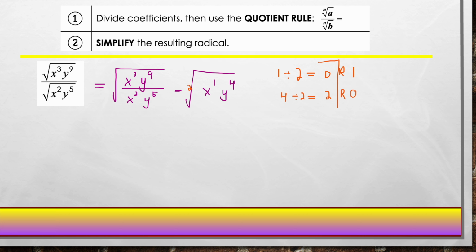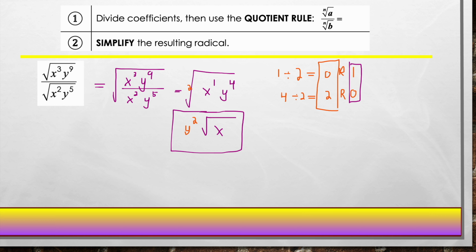So whatever you were able to divide out, you could move to the outside. So there's nothing for the x, so we can't move the x outside. But for the y, we have a 2 there. So you can put a y to the 2nd power on the outside. The remainders are what stay on the inside. So for the x, we had a remainder of 1. So we're going to keep that x to the 1st on the inside. The y had no remainder though, so it comes out evenly. And our final answer is y squared times the square root of x.